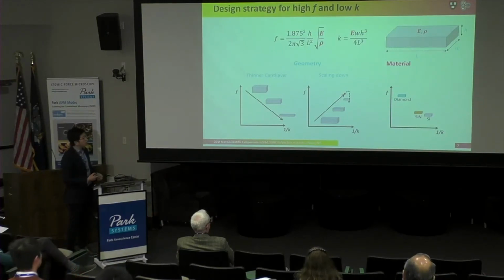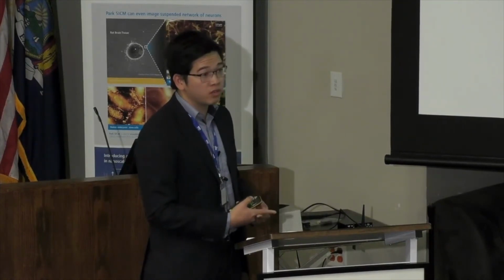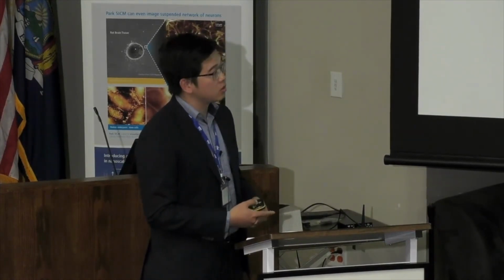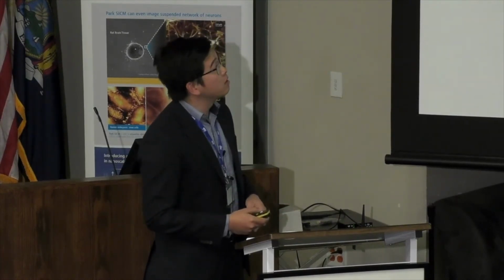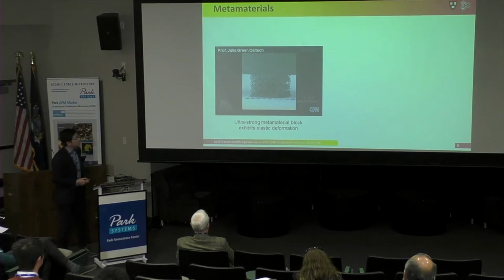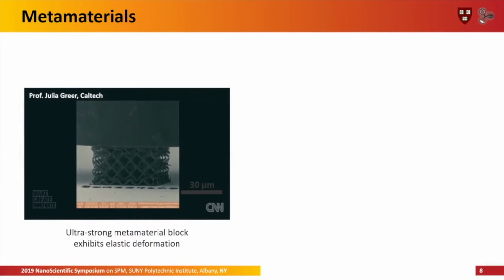So at this point, we have reached the limit of length and physical geometry of the cantilevers, and there are not that many options from the material point of view. So what could we do now? There's one potential concept, metamaterials, where researchers have demonstrated ultra-strong strength against compression, and in this case, for example, it also exhibits elastic deformation. Another example.